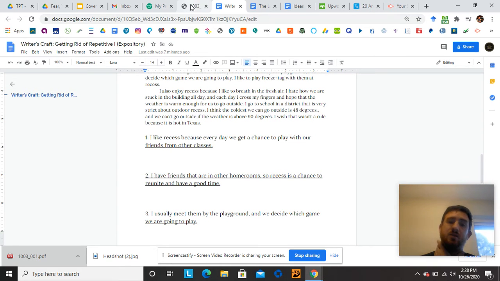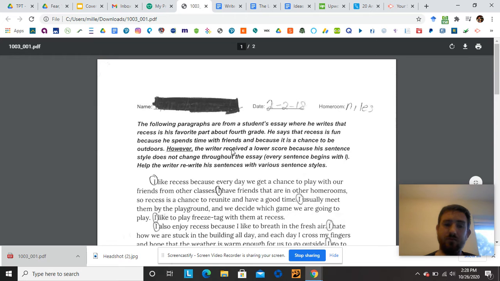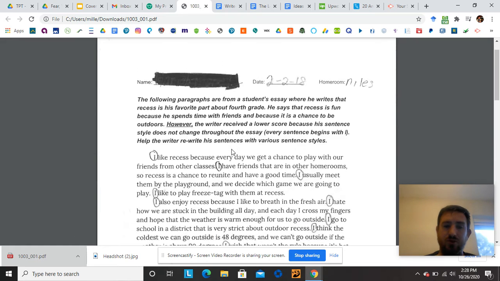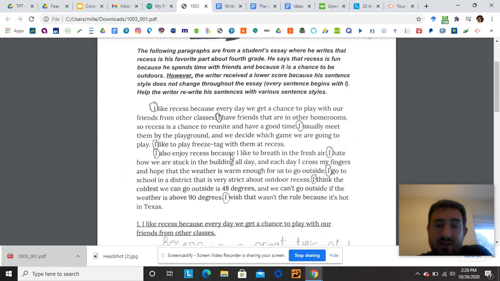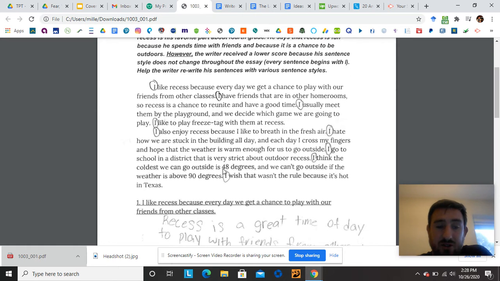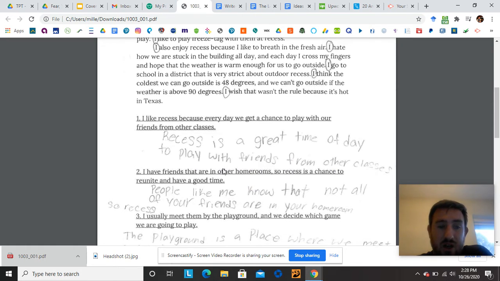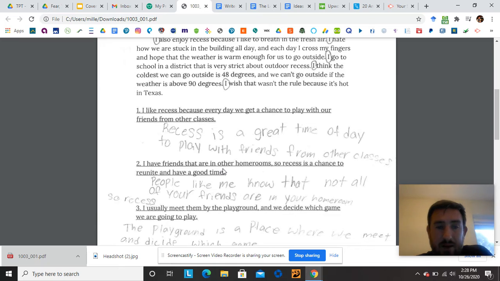So if you look at the exemplar, the student circled I every time she saw it in the paragraphs so she could observe how often this style is happening and decide whether or not she needs to change sentence structure. So if you look at the first three sentences we'll look at, the first one says, I like recess because every day we get a chance to play with our friends from other classes. And she changed that to, recess is a great time of day to play with friends from other classes.